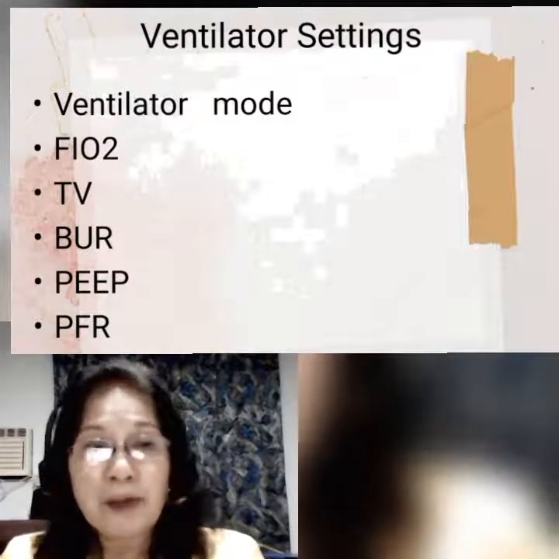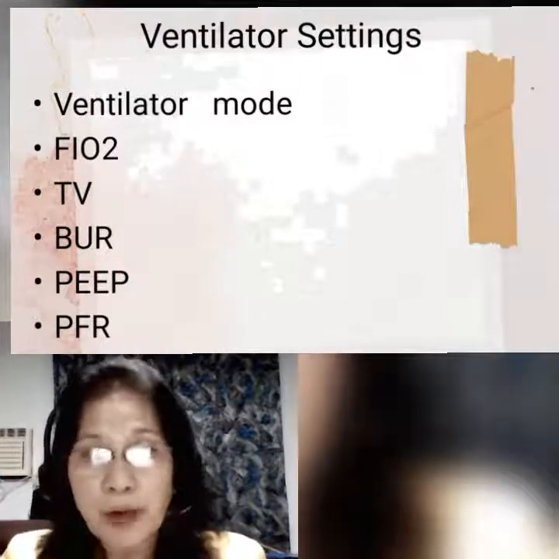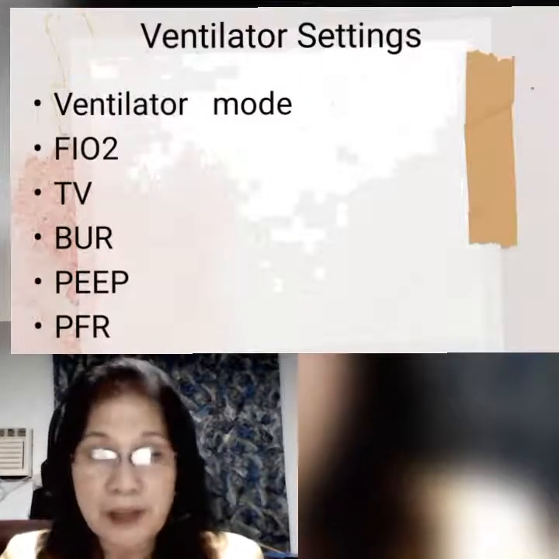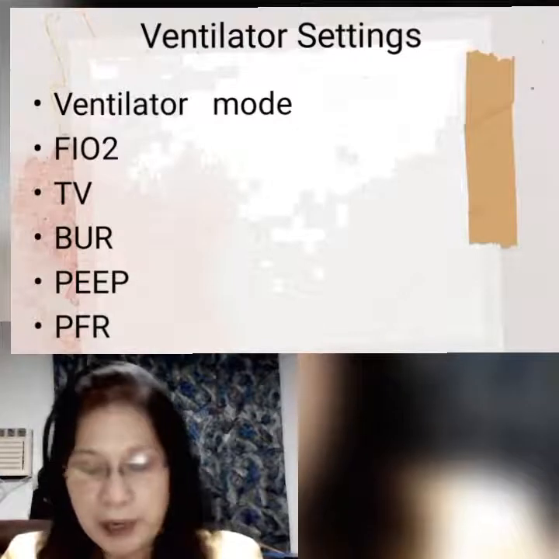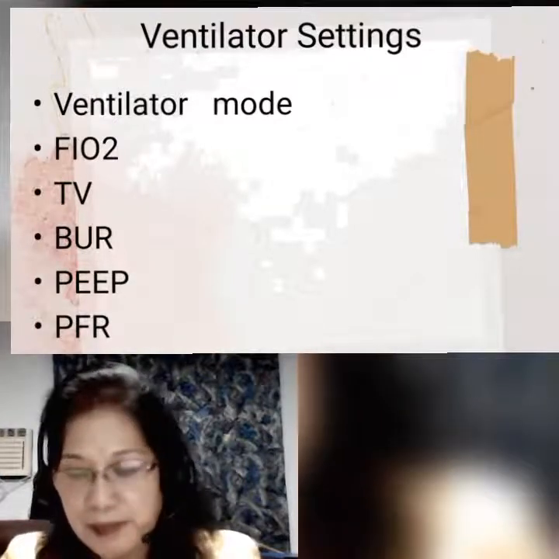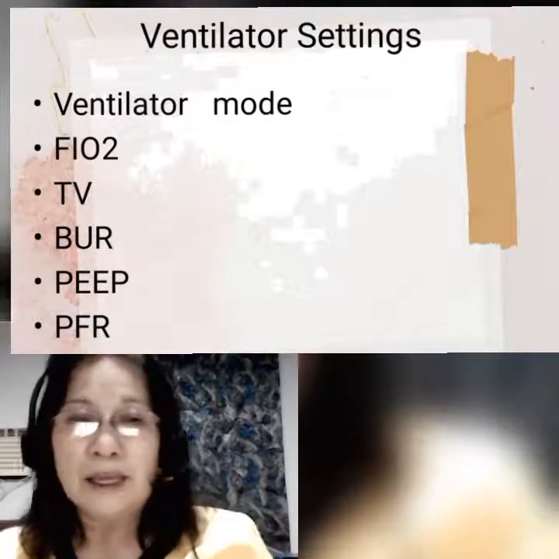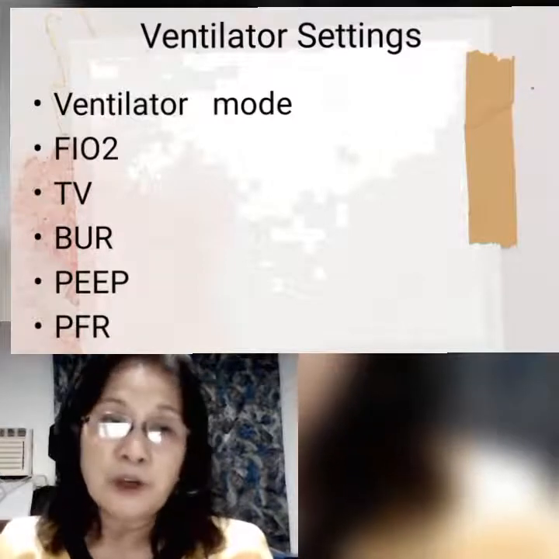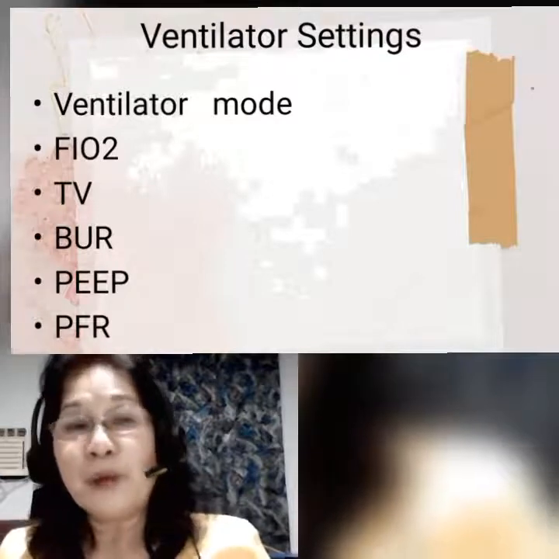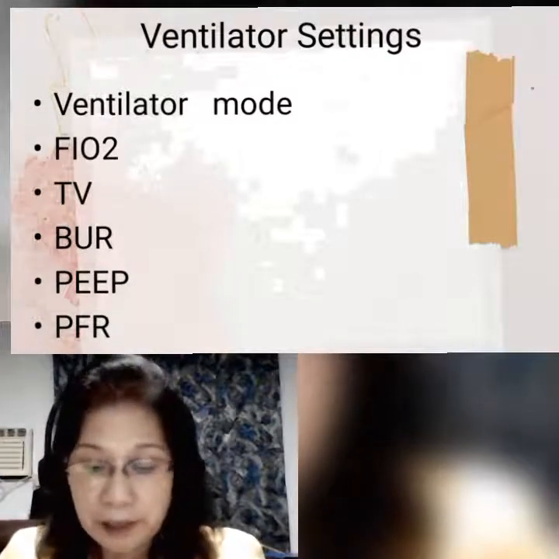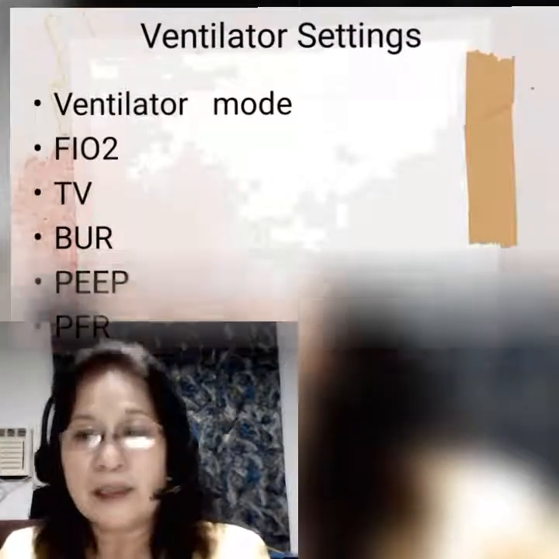Then, the peak flow rate. When you say peak flow rate, it is the maximum flow at which a set tidal volume breath is delivered by the ventilator. It should be titrated to meet the patient's inspiratory demands. If you are going to titrate this one, the patient is already on the weaning process. So you can titrate that one from higher to lower according to the patient's inspiratory demands.